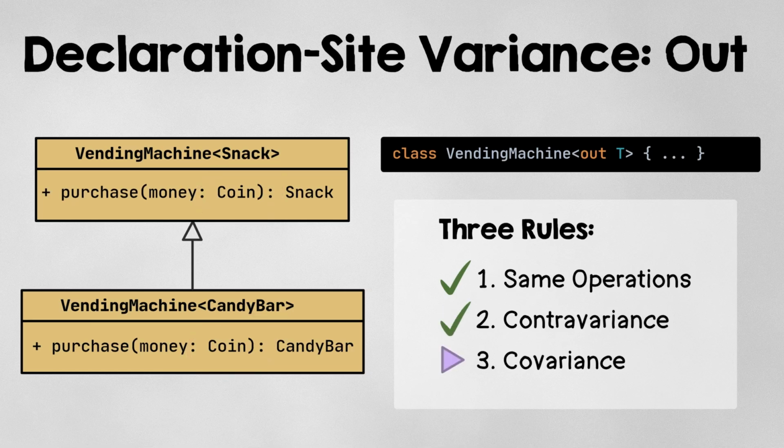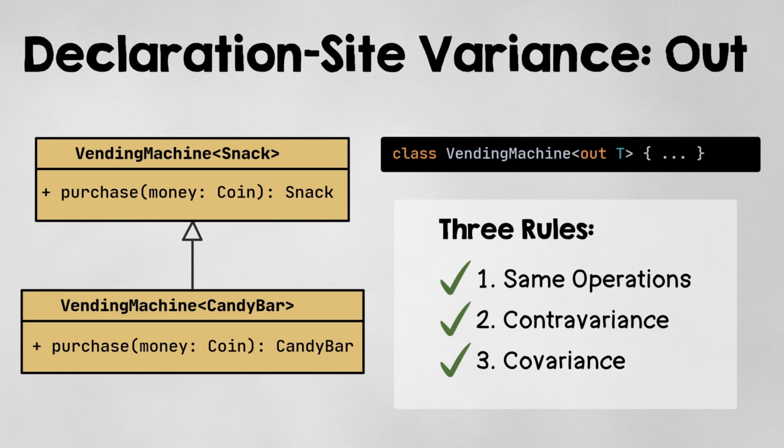Rule number 2, contravariance. They also have the same parameter types, so rule number 2 is good. Rule number 3, covariance. Now, in order to satisfy rule number 3, we just need to make sure that the return type here is the same as or more specific than the type here. And if not, then it's not going to be a subtype. But if so, then it is. In this case, CandyBar is indeed the same as or more specific than Snack. So rule number 3 is also good. So all 3 rules are satisfied, and VendingMachine<CandyBar> can safely be a subtype of VendingMachine<Snack>.